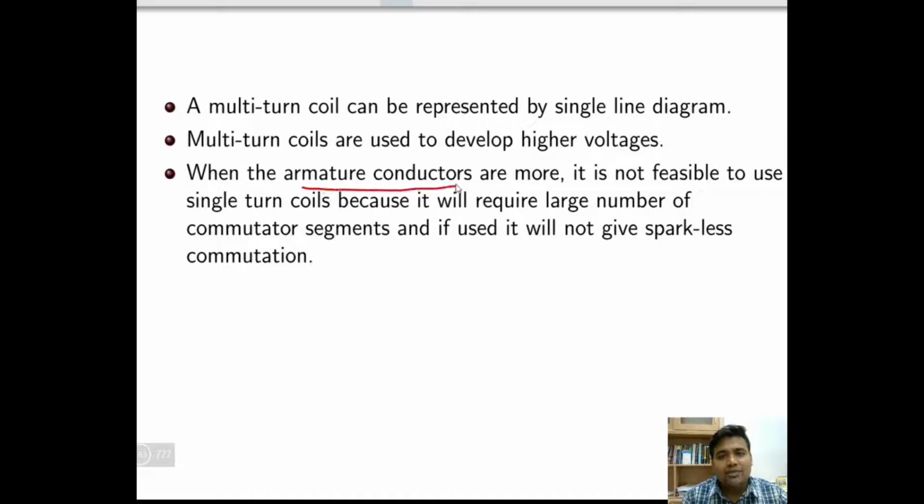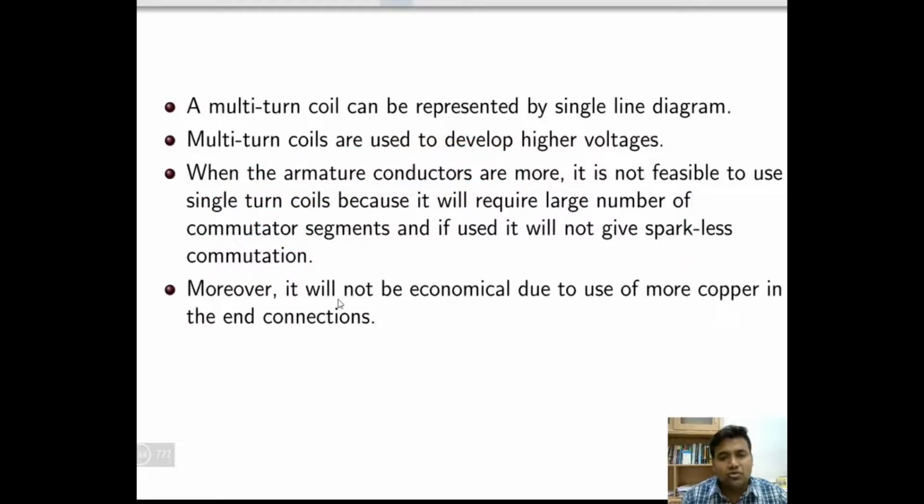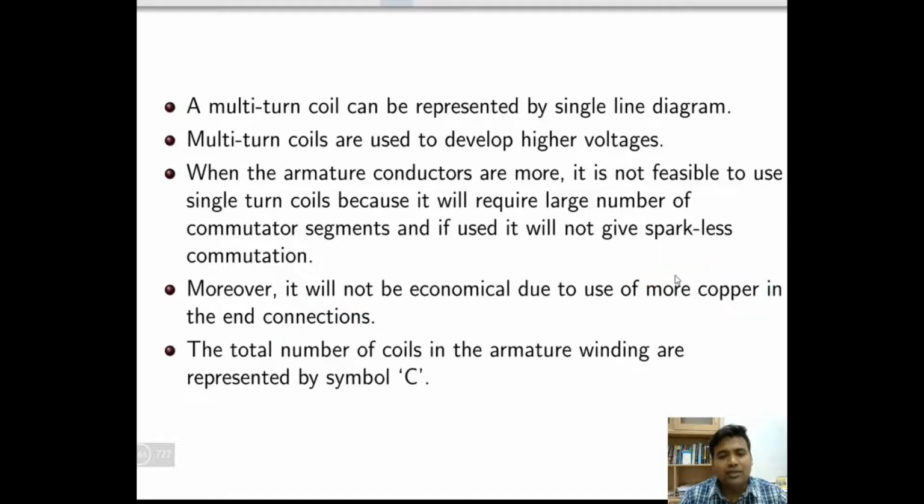When the armature conductors are more, it is not feasible to use a single turn coil. If the armature conductors are more, you will not use the single turn coil because it will require a large number of commutator segments, and if used it will not give sparkless commutation. So when armature conductors are more, we do not prefer a single turn coil, rather we go for a multi-turn coil. It will also not be economical due to the use of more copper in the end connection. So the copper requirement will increase and obviously the cost will increase.